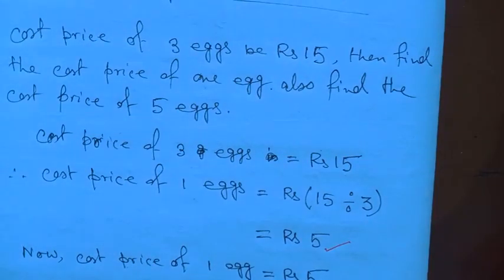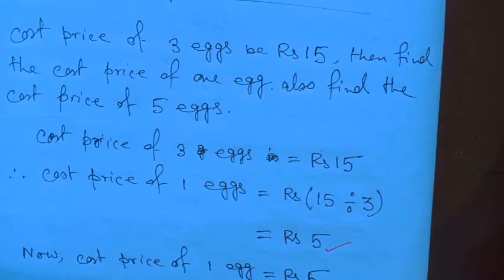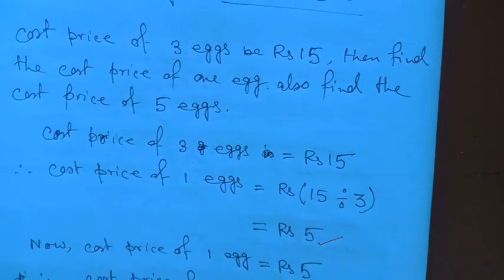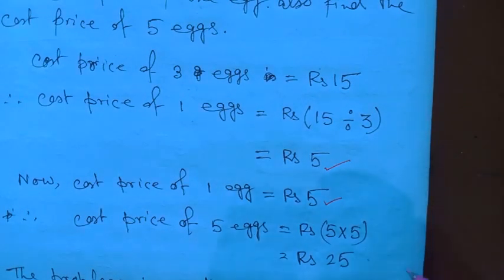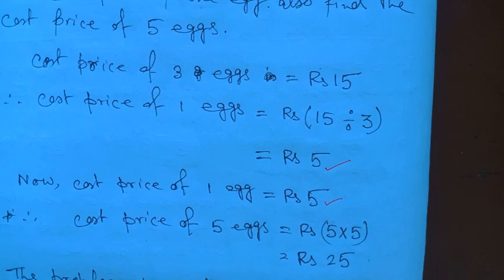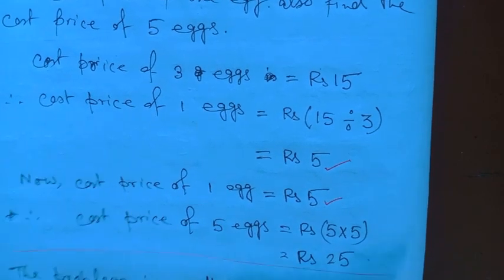If the cost price of 3 quantity is given, the cost price of 1 is just the total amount divided by the number of things. So the cost price of 1 egg is rupees 5. Therefore, the cost price of 5 eggs: if the cost price of 1 egg is rupees 5, then the cost price of 5 eggs is very simple. We have to multiply 5 into 5, rupees 5 into the number of quantity, that is 5. So that is 25. In this way we can find this.